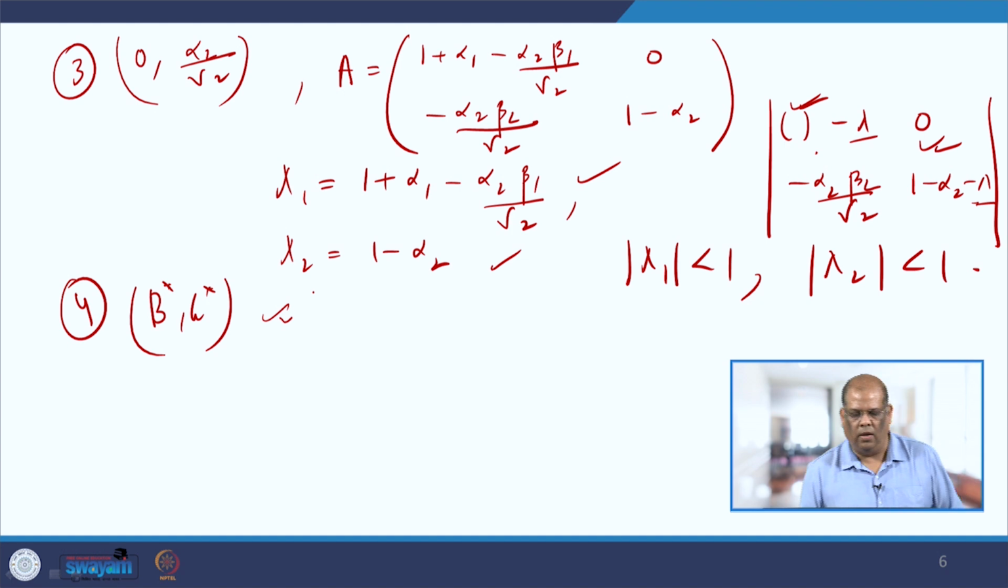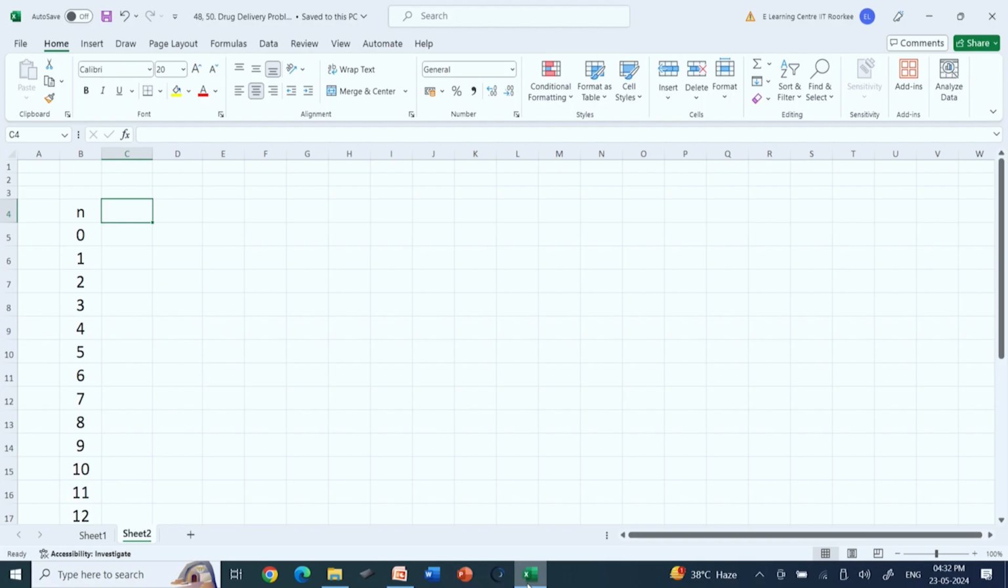Now, let us look into the numerical solution of this particular model. How does the model behave, what is the dynamics of the model for various values of alphas, betas and gammas. I have this Microsoft Excel spreadsheet. Quickly I write it here.